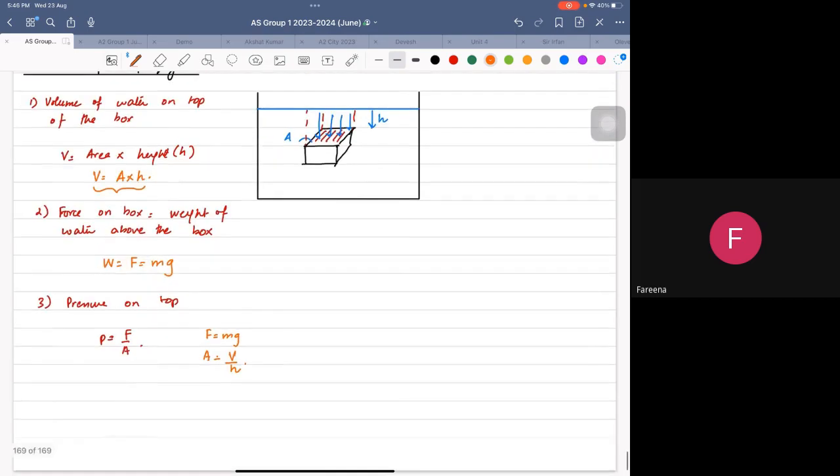Now, let's put it in the formula. So force will be mg. Instead of area, we can write volume over h. Now, because h is being double divided, I can take it to the top, which means the pressure will be mgh over V.